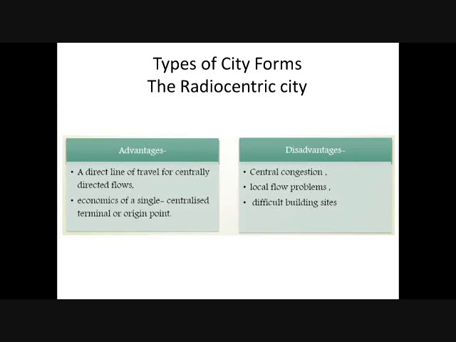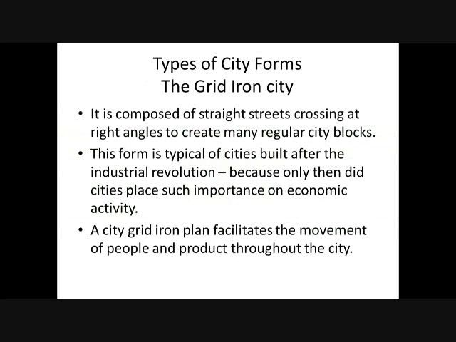Local flow problems, the traffic problems, and difficult building sites, because for construction you need to have a clear flow of materials, of labor. So when you have sites within the city, it makes it difficult to construct. The second example, or the second type, is the gridiron city.